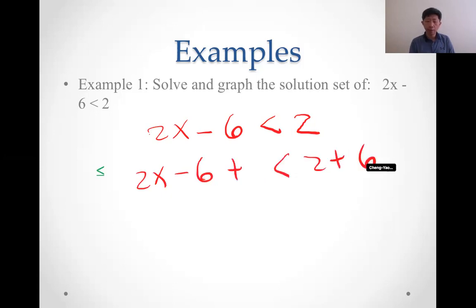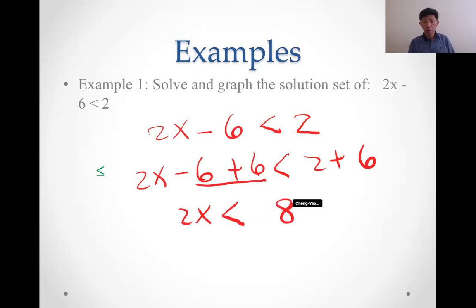In that way, we can cancel this, right? -6 plus 6 is equal to 0. So 2x is less than 8. Now we're going to divide by how many? Divide by 2.